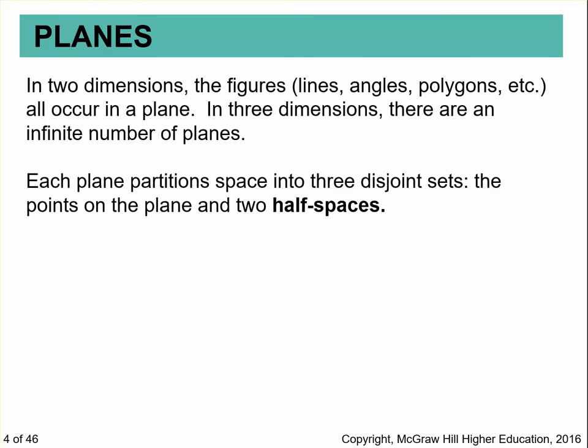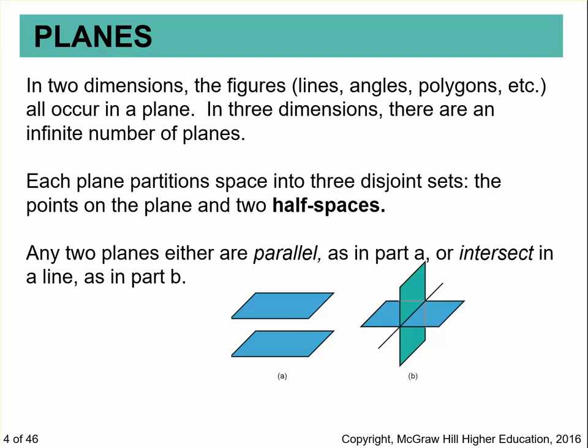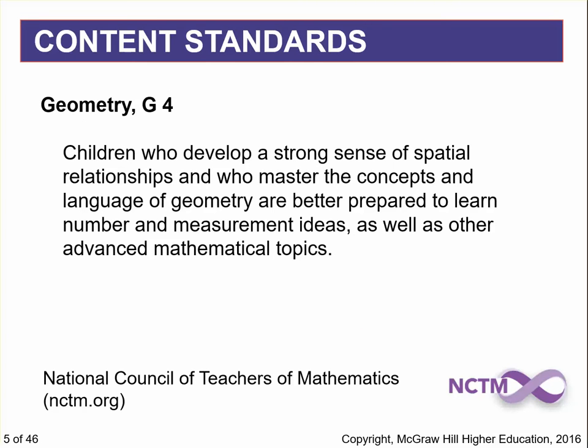So each plane partitions space into three disjoint sets: the points on the plane and two half spaces. So two planes are parallel, or they intersect, or they're not. So the best thing for planes is like the floor and the ceiling and the walls. So the floor and the ceiling are parallel. Okay. And so when two planes intersect, they form a line.